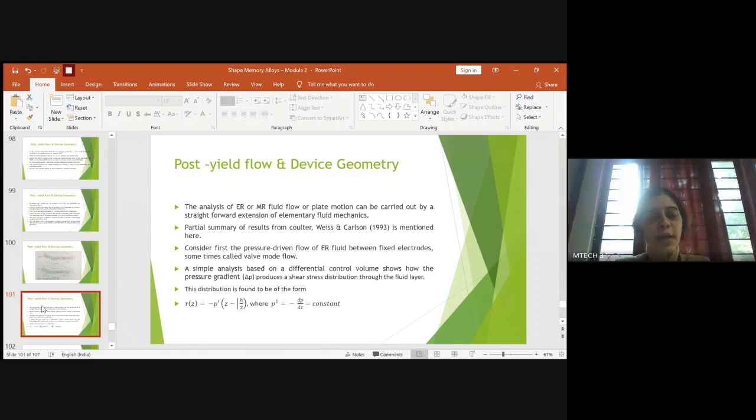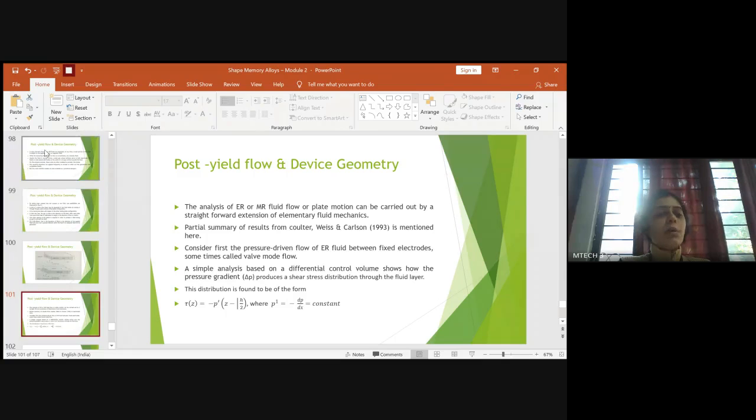Okay, so this is about the concept of post yield flow and devices, and later the derivation part has to be done. Here also the same researchers, Wiss and Karslan, have given a concept of how to derive the basic mathematical equation for the post yield flow with respect to the device geometry. So that we will be doing in the next class.